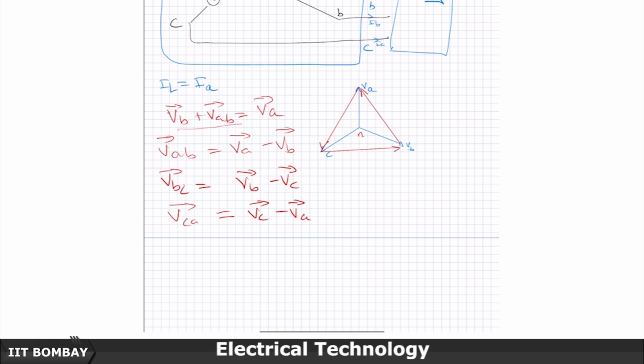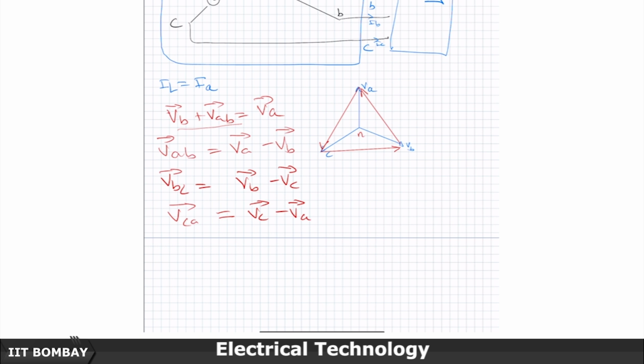So, when I write VAB, the first is A and the arrow comes correspondingly at the A phase point, this is A, this is B, this is C, and the tail comes at the B point. So, when I write VCA, the arrow comes at VC and the tail comes at VA. When I write VBC, the arrow comes at VB and the tail comes at VC. In this particular case, because this is a vertical line, by the equilateral triangle geometry, this will turn out to be a horizontal line.